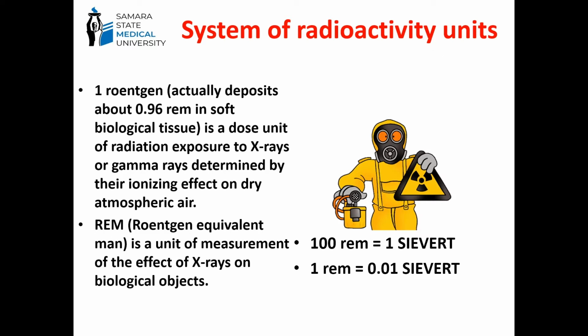The next one, REM, Röntgen equivalent man, is a unit of measurement of the effect of X-ray on biological objects. Today it is an obsolete non-system unit. So 100 rem equal 1 sievert and 1 rem equal 0.01 sievert.